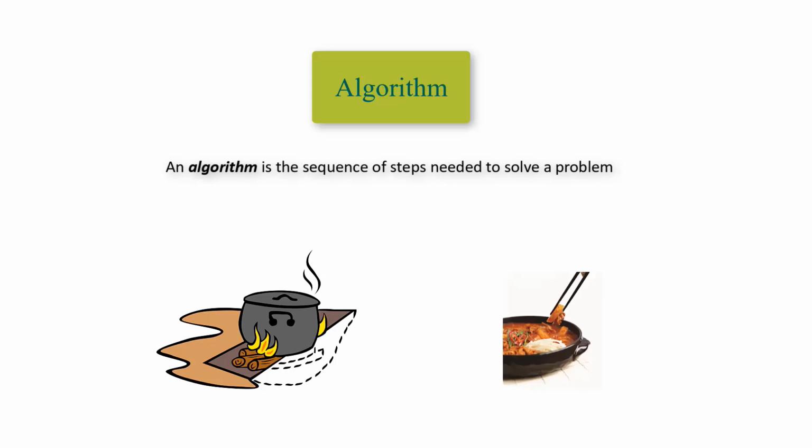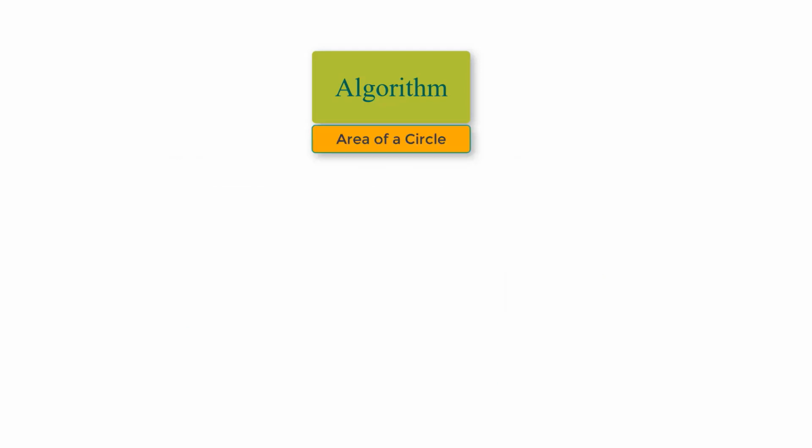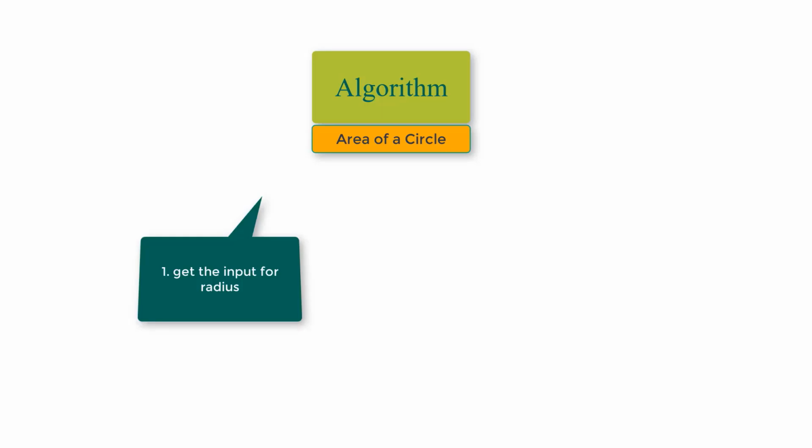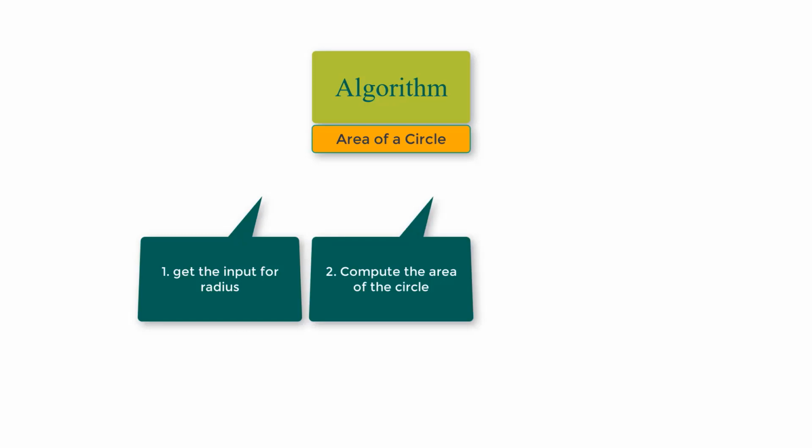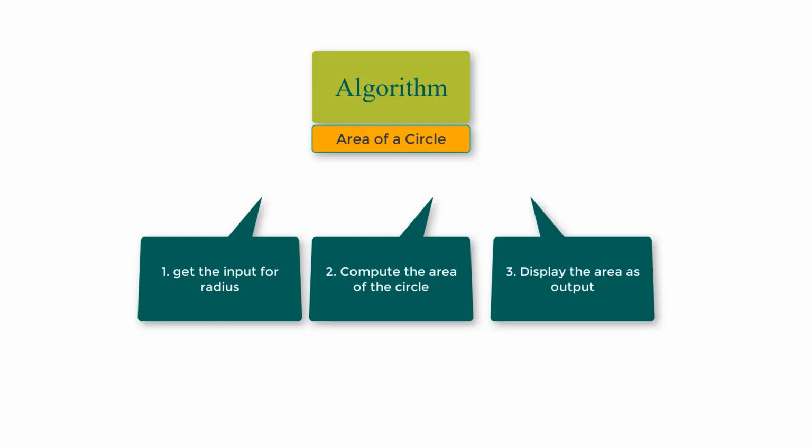Now let's look at the simple algorithm for a program that computes the area of a circle. To compute the area of a circle, the first step is to get the input for radius. So get the input for radius, evaluate the area of the circle, and then display the area of the circle.